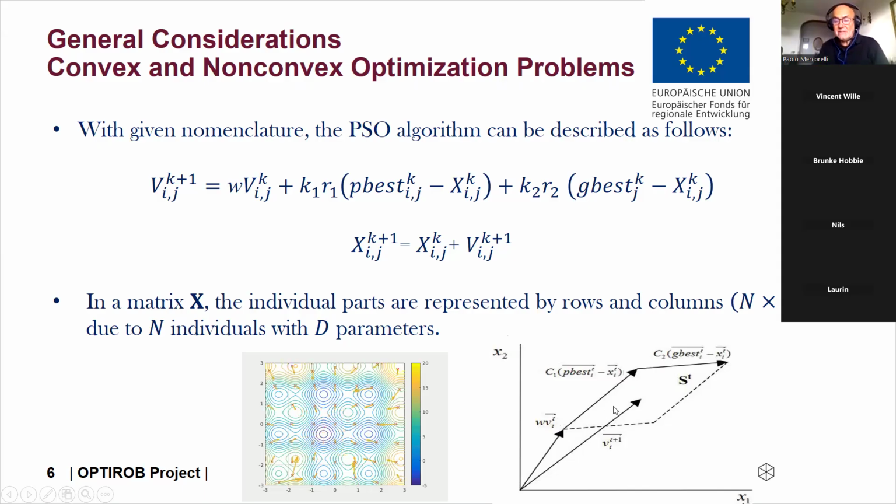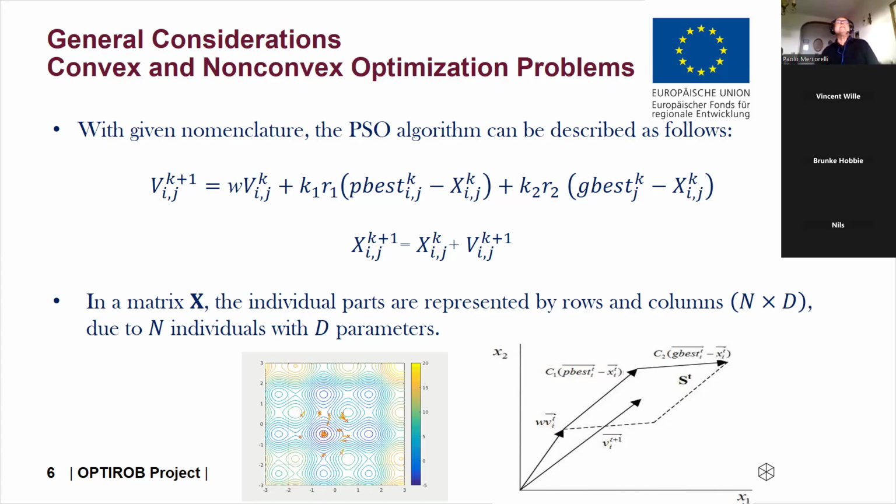And then in this case, we have to consider the G best, which basically is the best element of all the elements of the swarm. And this difference means that, if you do it in MATLAB, basically this is a vector. In our case, it's a vector with two dimensions, x1 and x2.